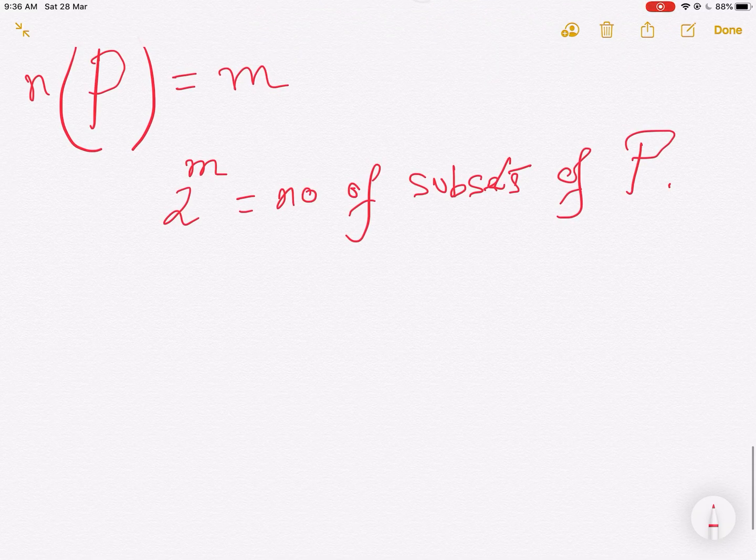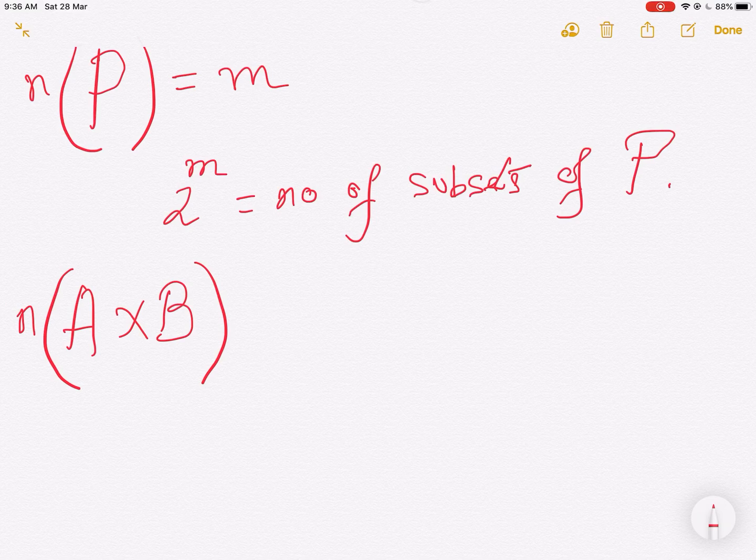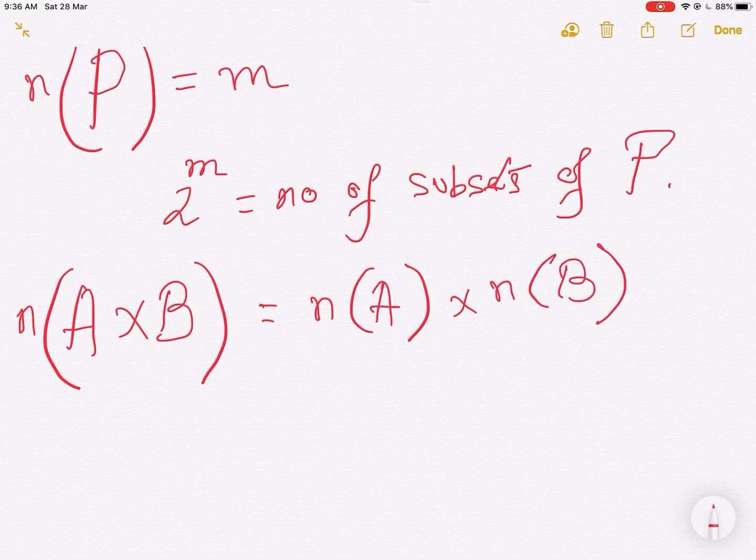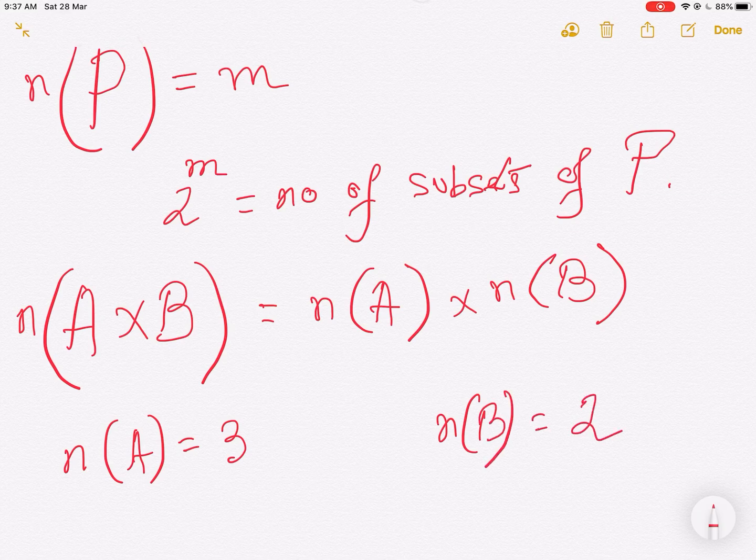Therefore, the cardinality of A cross B is the same as the cardinality of A multiplied by the cardinality of B. As we can see earlier, our set A consists of 3 members A, B, C, so the cardinality of the set A is 3, and the set B consists of 2 members 1, 2, so the cardinality of B is 2. And as you can see, there are 6 elements in A cross B, that is A1, A2, B1, B2, C1, C2. So we have 6 members in A cross B. Hence the cardinality of A cross B is the same as the cardinality of A multiplied by the cardinality of B.